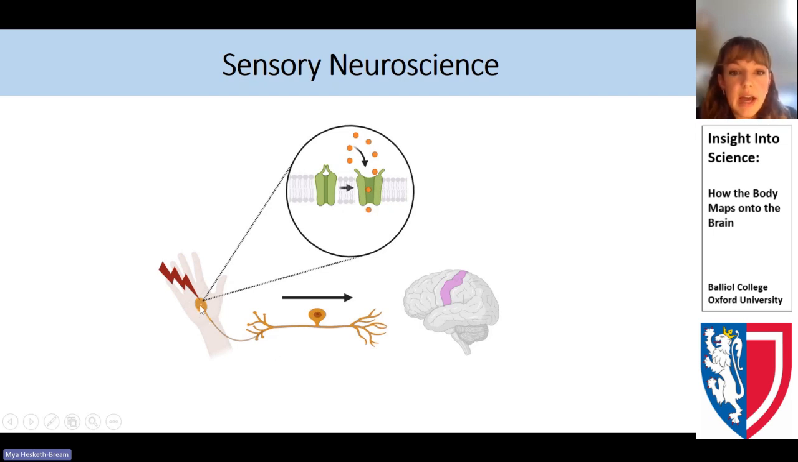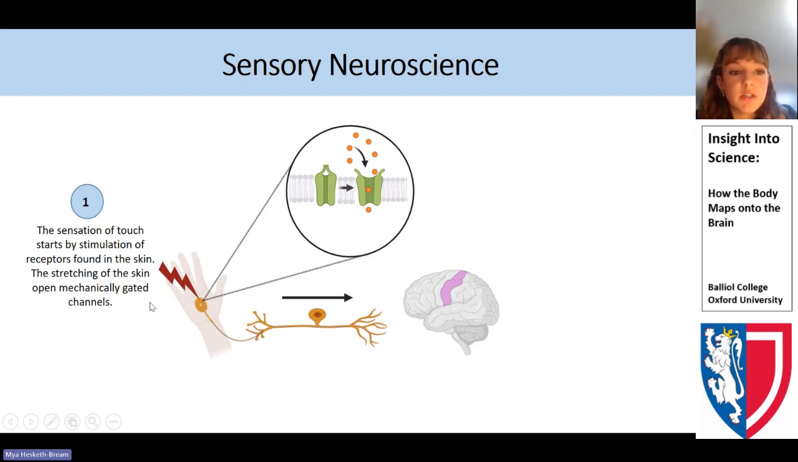So we've got this receptor in the hand, and in the context of touch, they're called mechanoreceptors. They respond to mechanical stimuli. That means if something was to touch your hand, it's going to stretch or deform the skin slightly, and that's going to open these receptors. So the sensation of touch starts by stimulation of receptors found in the skin, and stretching of the skin opens these mechanically gated channels. If you're familiar with cell biology, you'll know that cells have this membrane, this phospholipid bilayer.